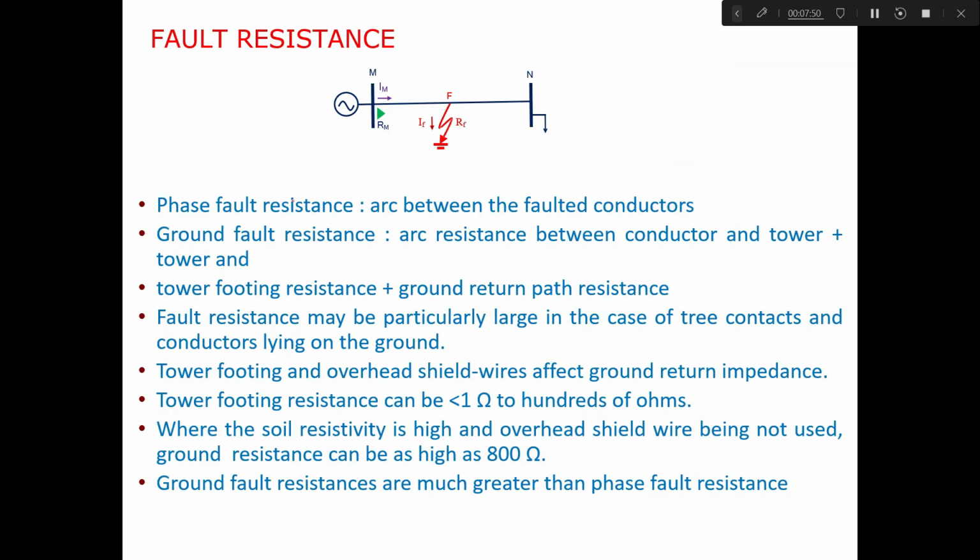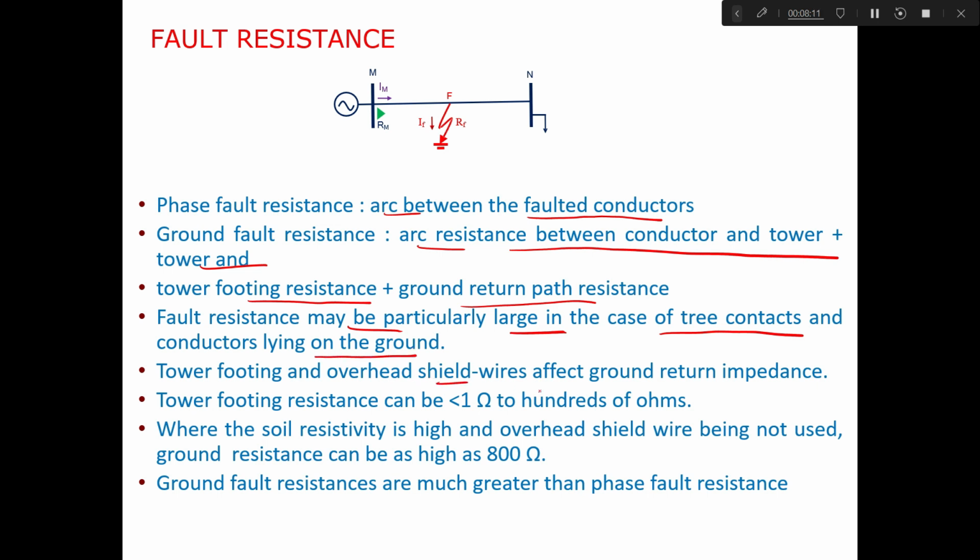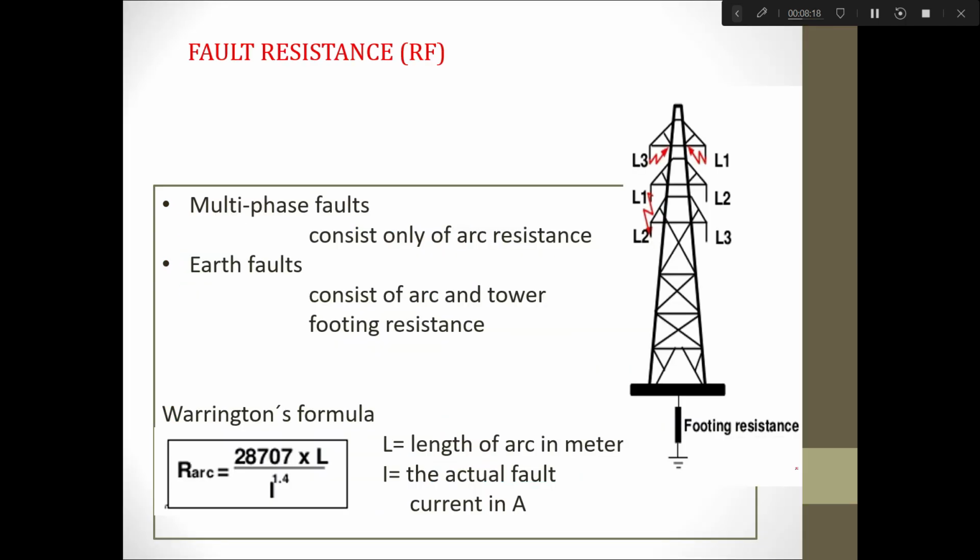and it will take the decision based upon this impedance. Now fault resistance. So what is fault resistance? Basically it is the arc between the faulted conductors. Ground fault resistance consists of arc resistance between conductor and tower, plus tower footing resistance, plus ground return path resistance. Fault resistance may be particularly large in the case of tree contacts and conductor lying on the ground. Tower footing and overhead shield wires affect ground return impedance, and generally the ground fault resistances are much greater than phase fault resistance.